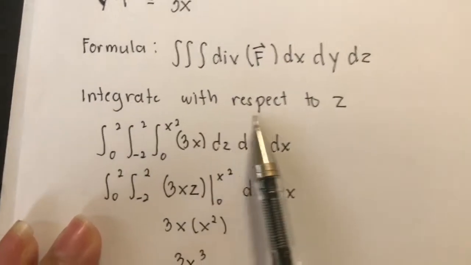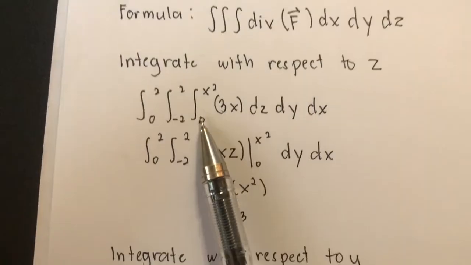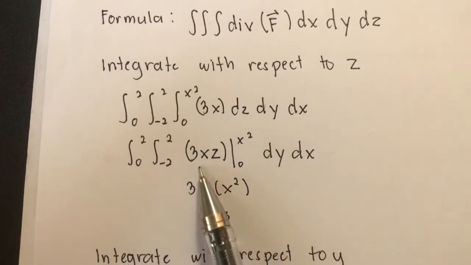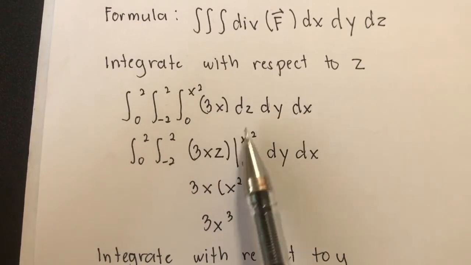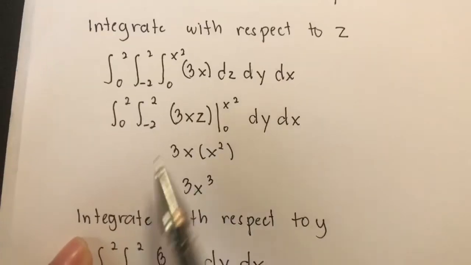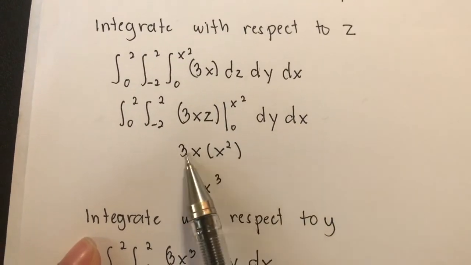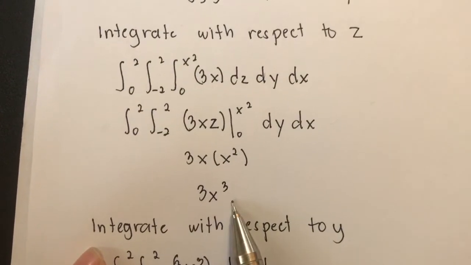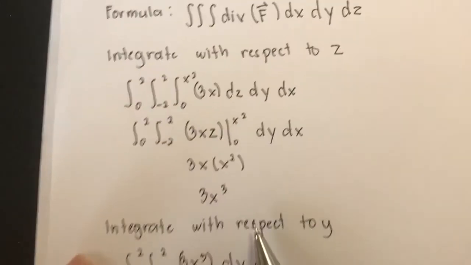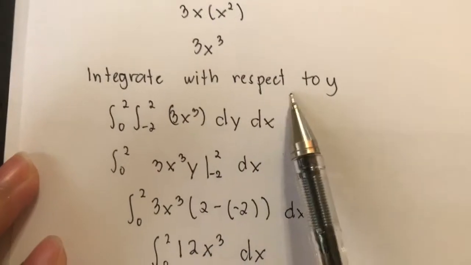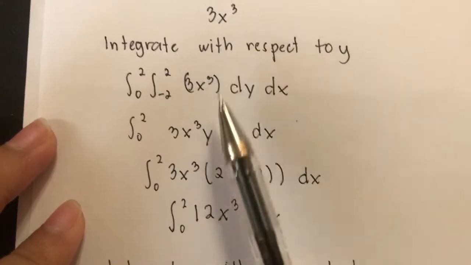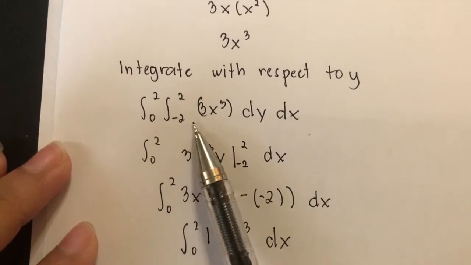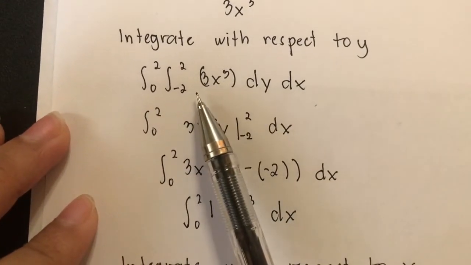So let's start with integrating with respect to z. Starting with 3x, integrating gives us 3xz running from 0 to x squared. Evaluating this will give us 3x times x squared, leaving us with 3x cubed. Next, we are going to integrate with respect to y. So let's start with the previous integrated value of 3x cubed.